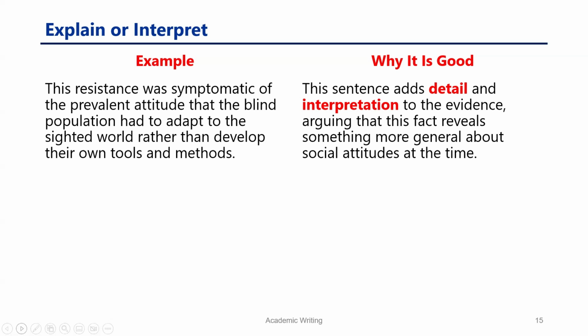So now let's look at an example of explaining or interpreting. This resistance was symptomatic of the prevalent attitude that the blind population had to adapt to the sighted world rather than develop their own tools and methods. So this one is an interpretation. The sentence is good because it adds detail and interpretation to the evidence, arguing that this fact reveals something more general about the social attitudes at the time.